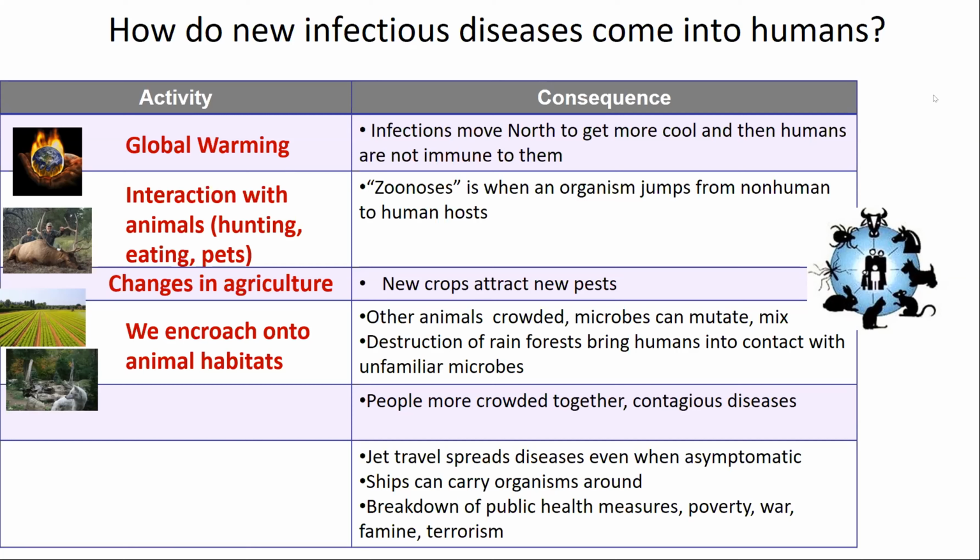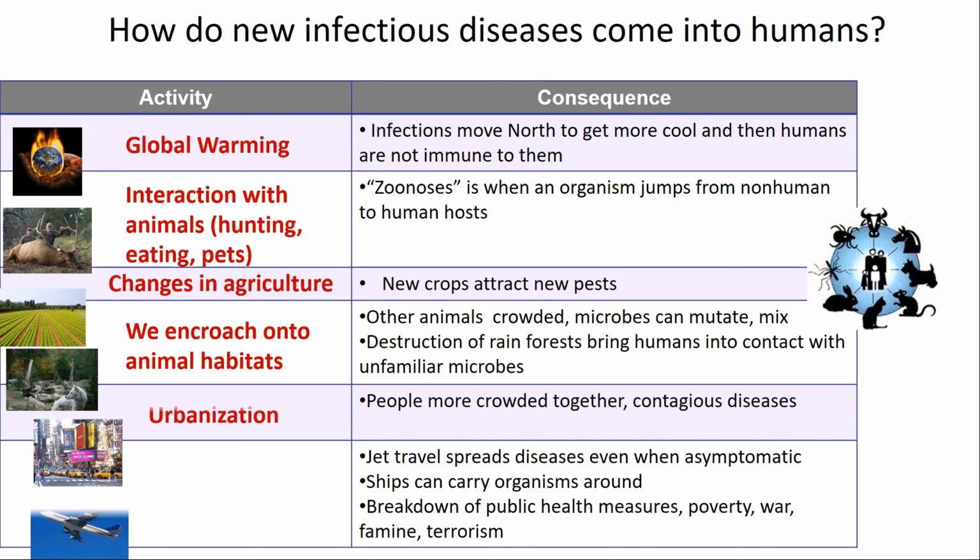And we are changing agricultural practices. We encroach into human and animal habitats. We're just more crowded together, and obviously, in the setting of jet travel, we're spreading disease really quickly. And then there's a breakdown of public health measures and other major issues that are actually not occurring here.